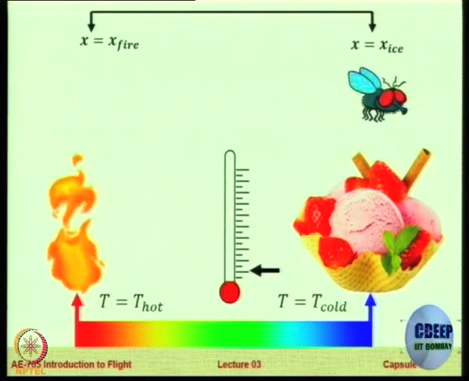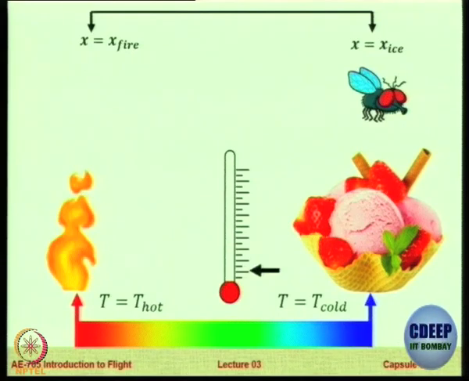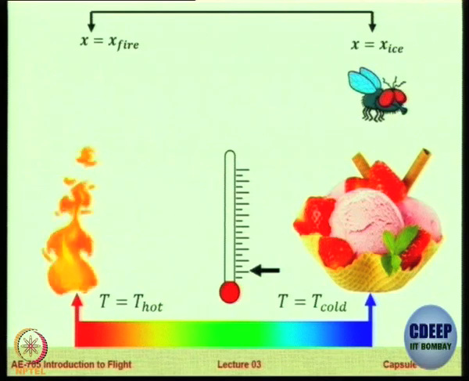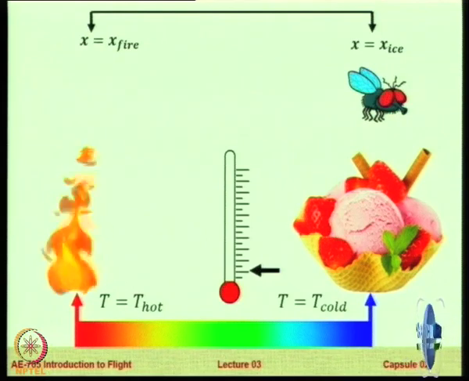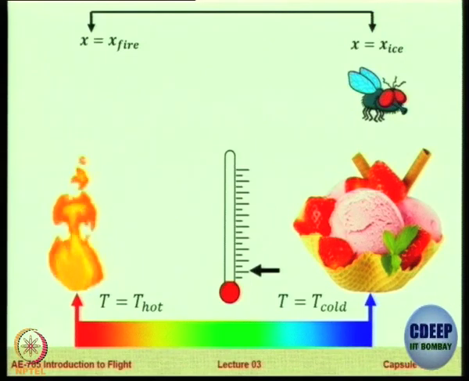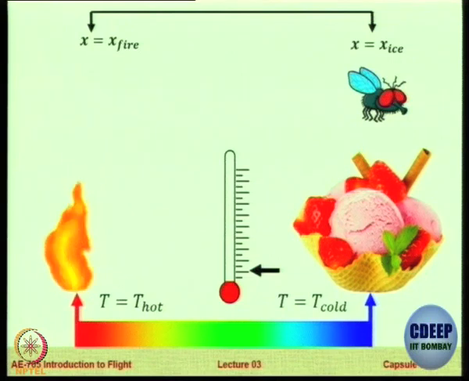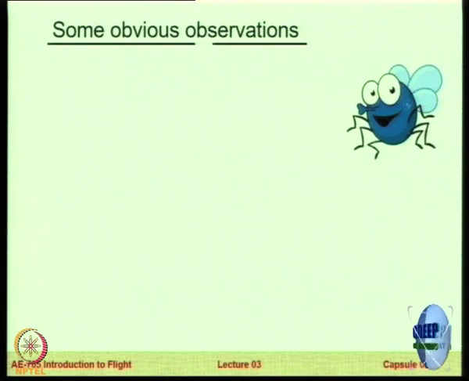Here we assume that this sensor has an instantaneous capability, that within a few nanoseconds it is able to measure and display the temperature that is actually prevalent. In real life it will take time. Typically if you put a thermometer on a bumblebee, by the time it reaches, it will still show high temperature because there is some soaking time needed. But let us ignore those practicalities here. So the bumblebee experiences a temperature from T hot to T cold varying at a particular rate when it goes from place X fire to X ice. So let us now look at some basic observations.